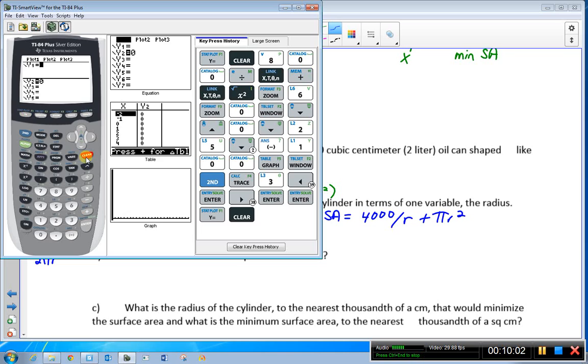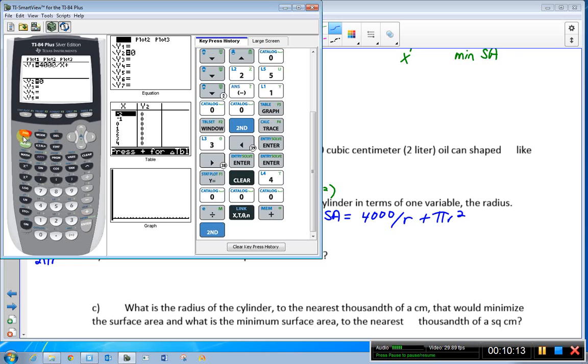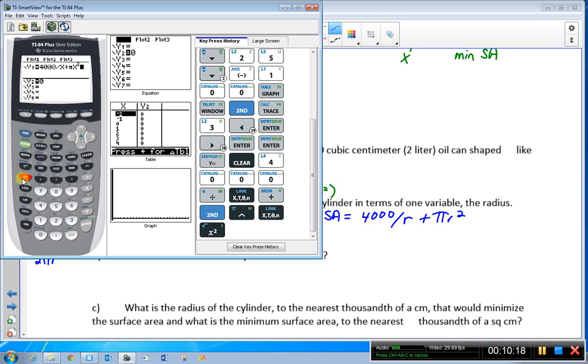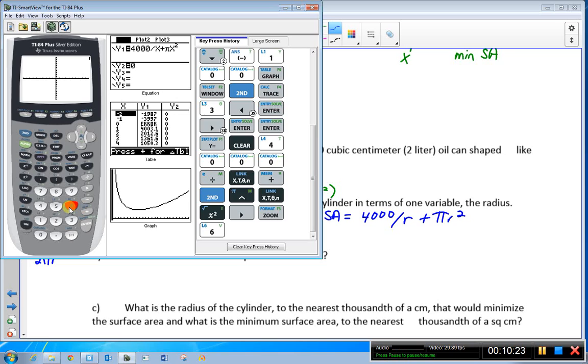So clearing out that one, I'm going to do 4,000 divided by x plus pi x squared. And I'm going to go back to Zoom 6. And I see nothing, so then I'm going to go to Zoom Fit, Zoom 0. Okay, and I get a better picture there.